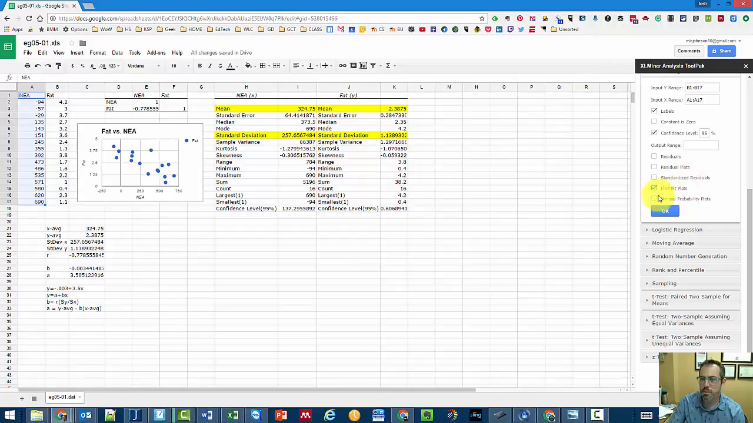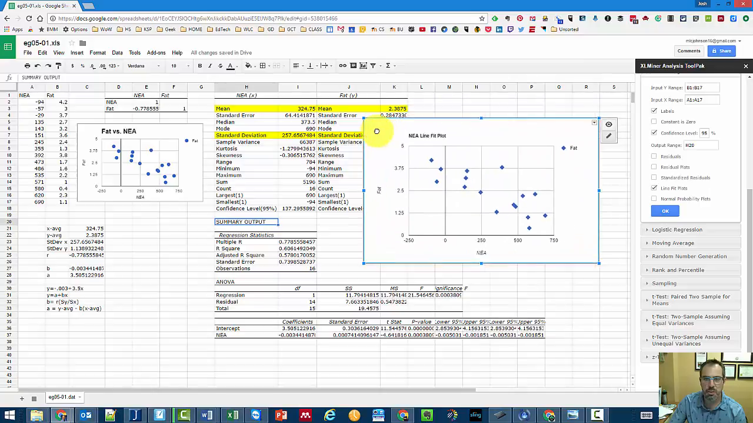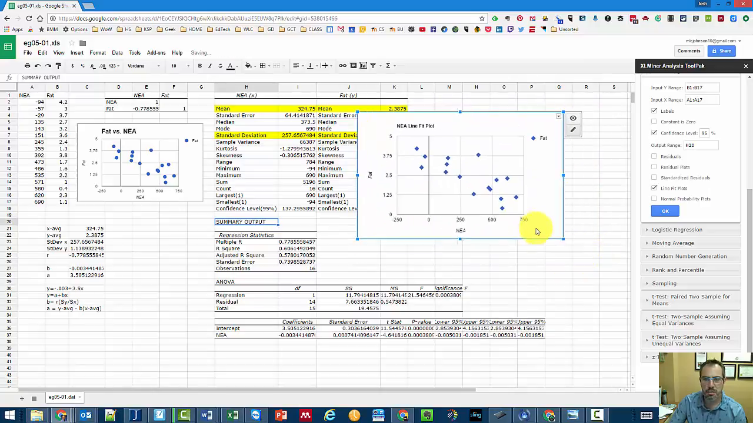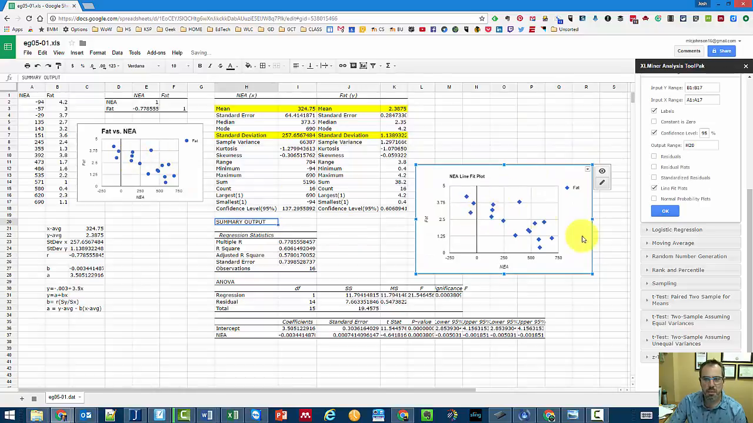Okay, so I'm going to hit the line fit plot, and I'm going to put it right underneath here and hit OK. Oh, hit output range first at H20 and then hit OK. And now it gives me a number of additional statistics, and I'll pull this graph over here really quickly. So here's the graph it gives me. Same one, but I'll show you what it also has.